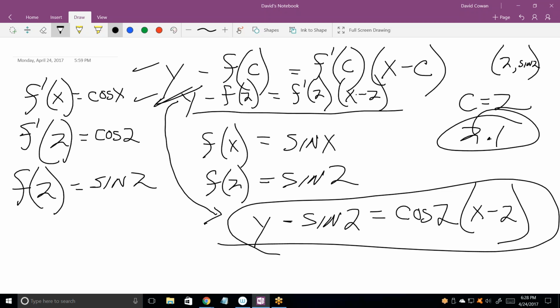But I'm relatively certain this was the right way to go. Do you have answers on these? This one particularly? I might. I don't feel like this is right. I feel like I'm doing something wrong here. What could it be? You sure of the point they gave you? Yeah, 2 comma sine 2.